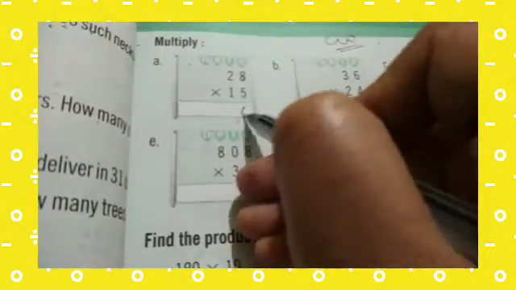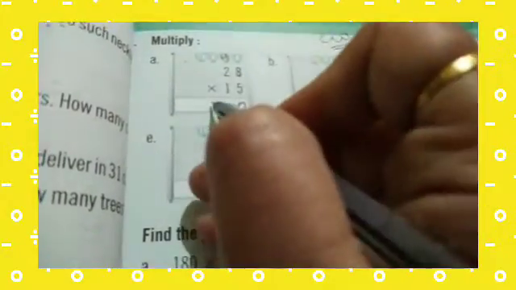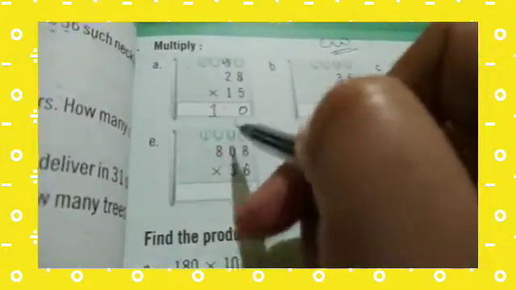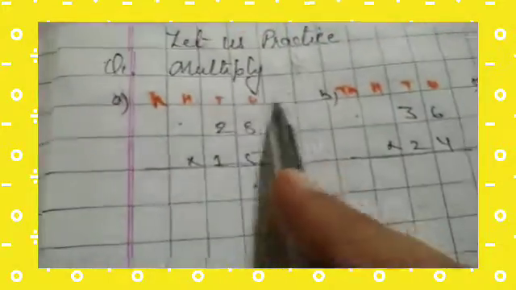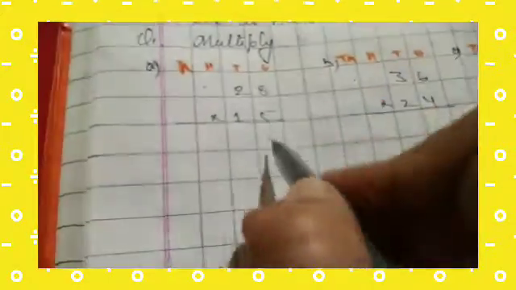8 5s are 40, 0 carry 4, 5 2s are 10 and 4 is there is not enough space. यहाँ पर space नहीं है. You will do in your classwork only. Okay? So let us copy part A in our classwork. So children, let us practice multiply. 28 into 15.